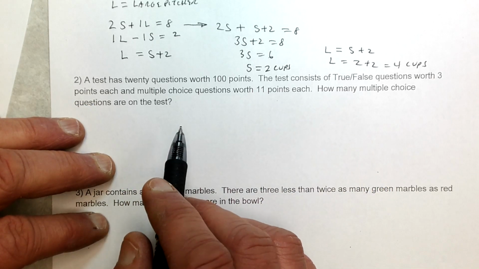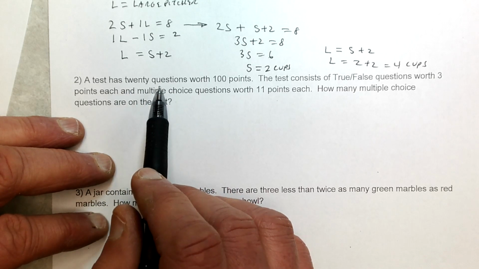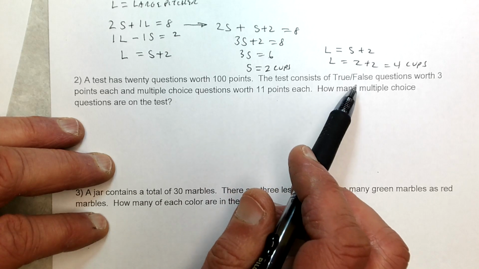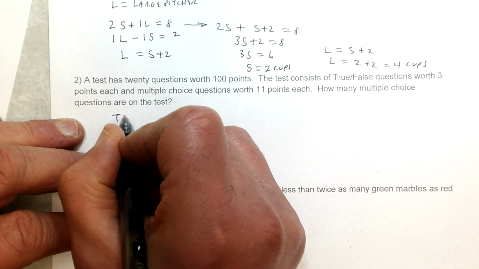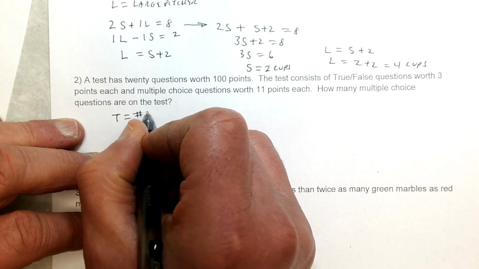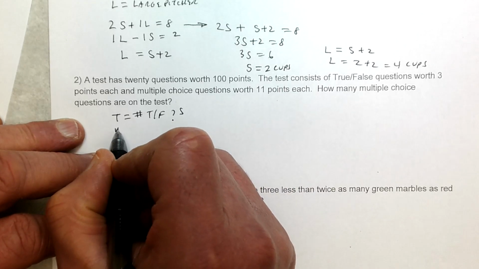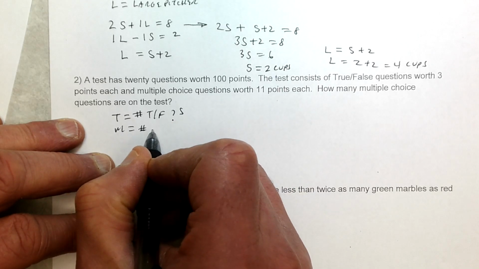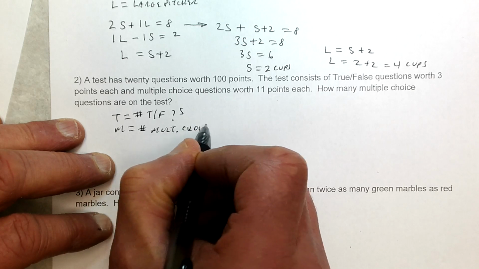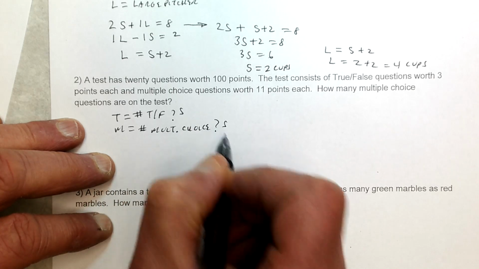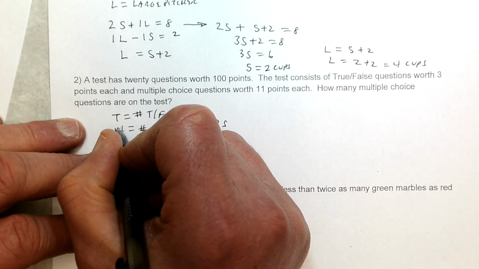Okay, so we don't know how many of each kind there are, but we do know that the test has 20 questions. And we do know that they're made up of true and false and multiple choice questions. So let's just call T the number of true and false questions. And let's say that M is the number of multiple choice questions.